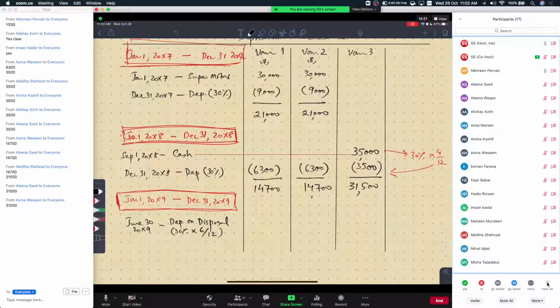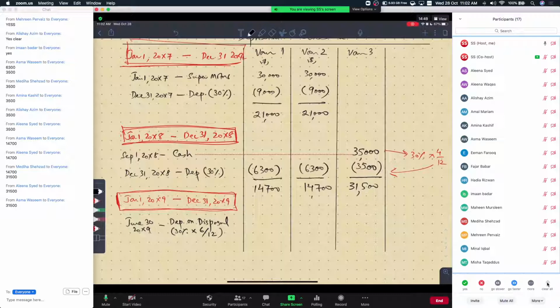Can you explain this again? Yes, I will. We normally do not charge depreciation midway through an accounting year. We always charge depreciation at the end of the year. But the problem is that van 1 is being sold on 30th of June. So by 31st of December, when we are ready to charge depreciation, this van will cease to exist and will be eliminated from our records. That is why we'll have to make an exception to the rule.